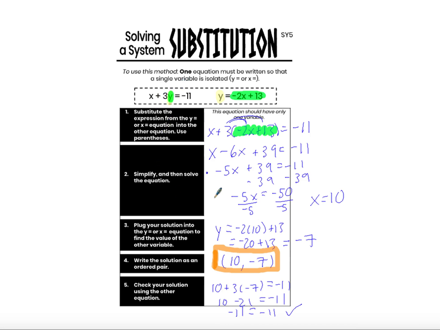And that shows me that this ordered pair 10, negative 7 is a solution to the first equation. I think that it's a solution to the second equation because that's how I found the y, but I'm going to go ahead and mentally check that. Negative 7 equals negative 2 times 10 plus 13. Negative 7 equals negative 20 plus 13. Yep, negative 7 equals negative 7. That is our fourth solution method, substitution.